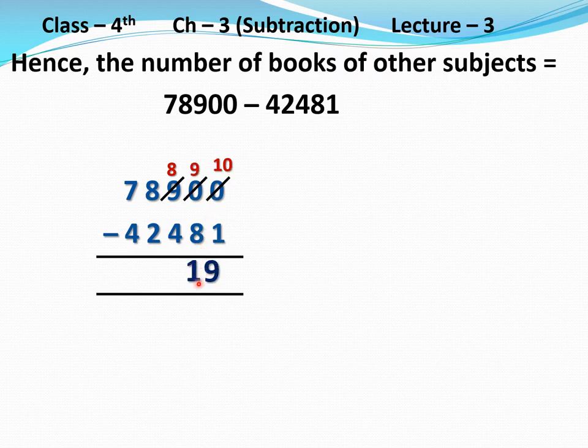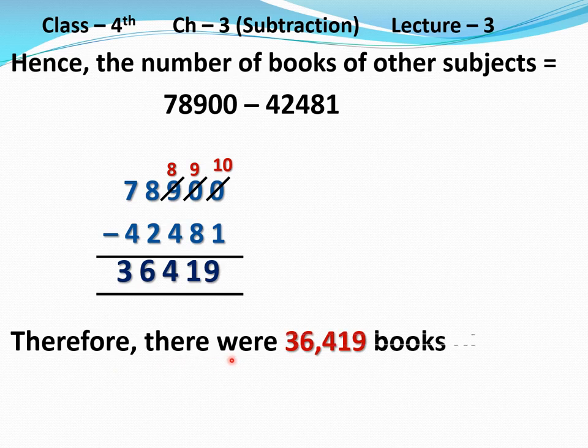9 minus 8, 1. 8 minus 4, 4. 8 minus 2, 6. 7 minus 4, 3. Clear? Answer is 36,419. Write down. Therefore, there were 36,419 books of other subjects. Clear?